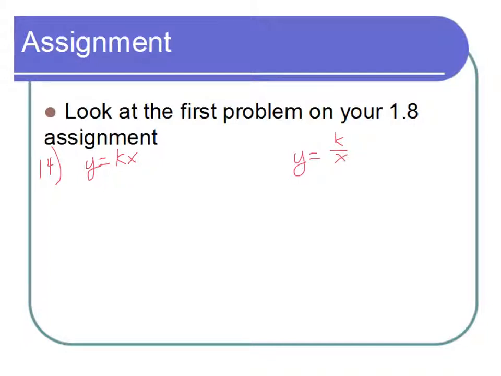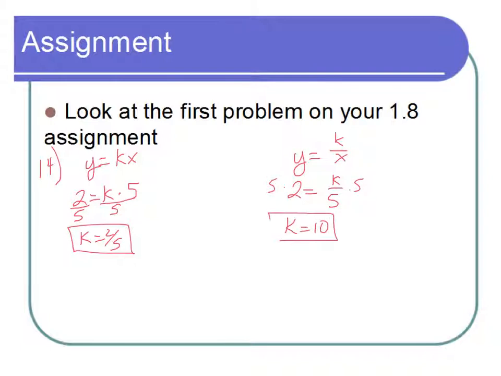And what I'm going to do is I'm going to plug in a point, and I'm going to see what happens. So you can pick any of those ordered pairs. I'm going to go with the 5, 2 from the table. So if I put in a 2 for y, and I'm going to put in a 5 for x. Divide both sides by 5, so k is 2/5. All right, if I do it on this side and plug 2 in for y and 5 in for x, I'm going to multiply both sides times 5, so k is 10.